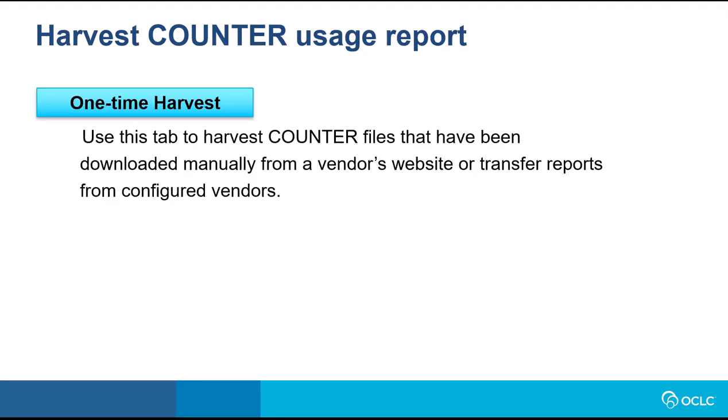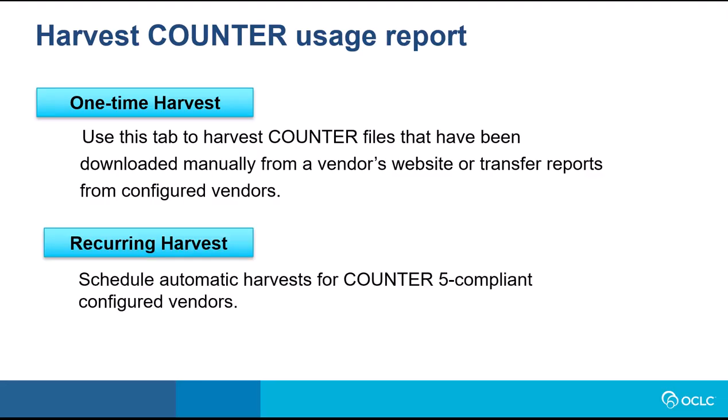One-time harvesting, for Counter files that have been downloaded manually from a vendor's website, or reports transferred from configured vendors. Recurring harvesting, you schedule once, then harvest reports on an ongoing basis. Once a harvest is scheduled for a configured vendor, it can be accessed through the Harvest History screen.